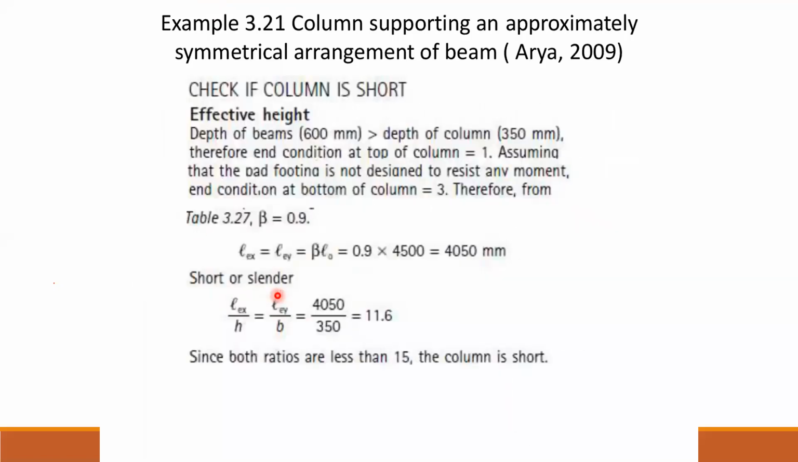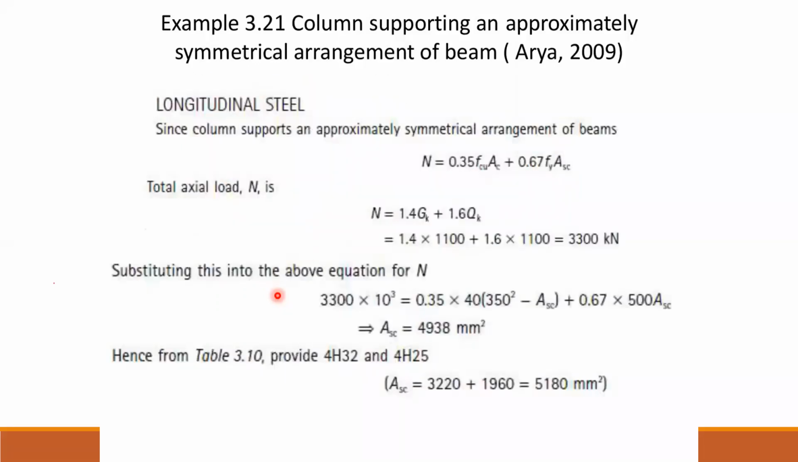Example number 3.21, column support in the approximately symmetrical arrangement of the beam. Check if the column is short quickly. The depth is 600 millimeters. So then you can calculate LEX, LEY is equal to beta times 0.9 times 4,500. Short or slender: LEX over H is 11.1, so it is lesser than 15. Okay, so then you can design as a short column.